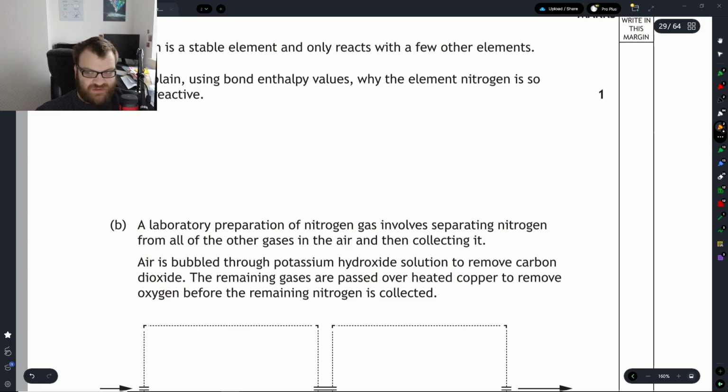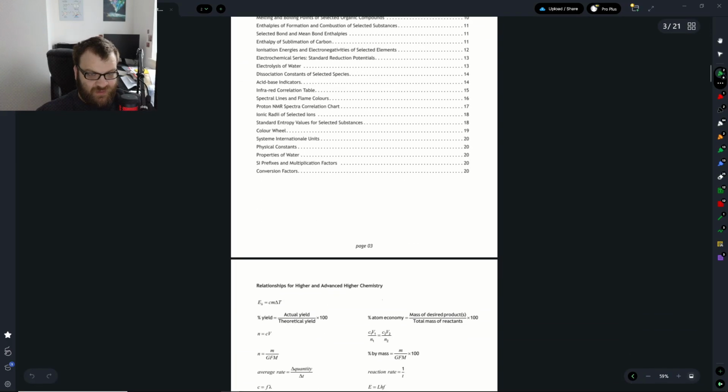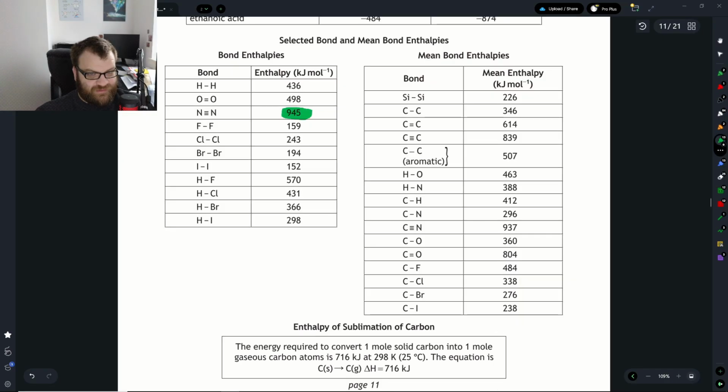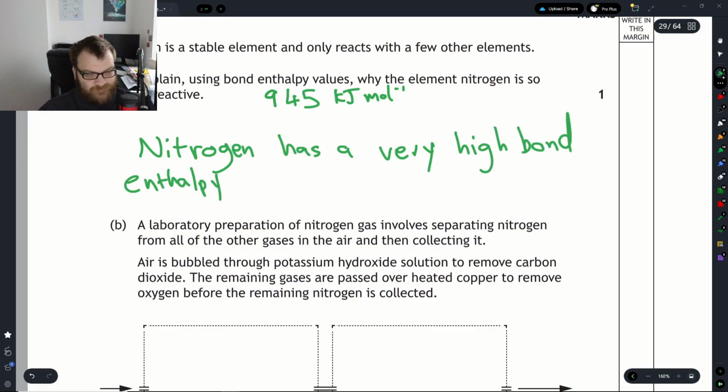Moving on to question number 4. We're asked to use bond enthalpy values to explain why nitrogen is so unreactive. Go into our data booklet, go down to page 11. There's a value of 945 kilojoules per mole. Nitrogen, very high bond enthalpy. Requires a lot of energy to break.